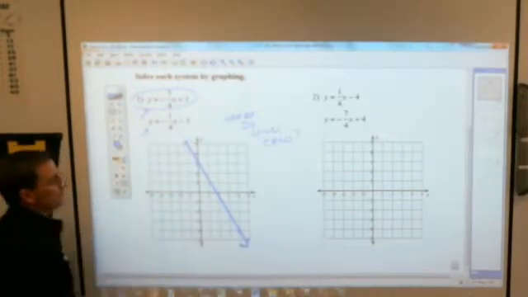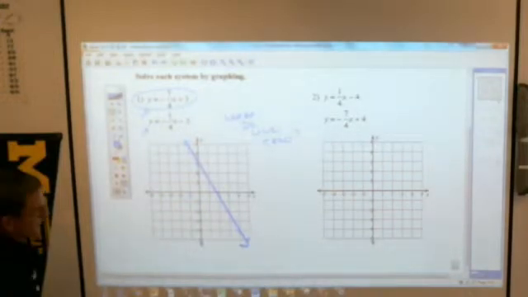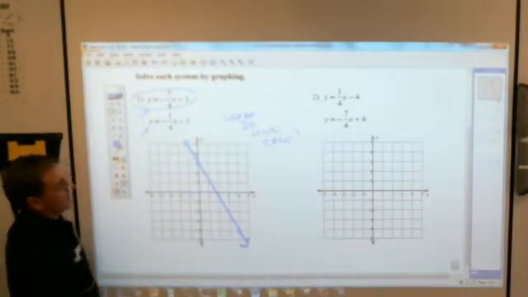If I asked you to give me the domain and the range of that line, you would tell me it is infinite, all real numbers. If you're doing interval notation, it'd be negative infinity to positive infinity.